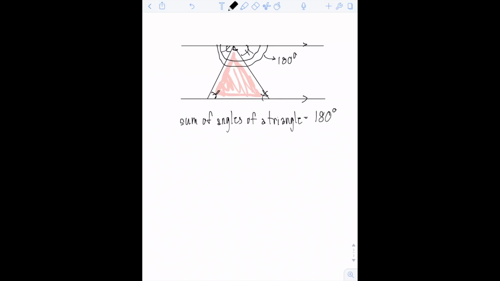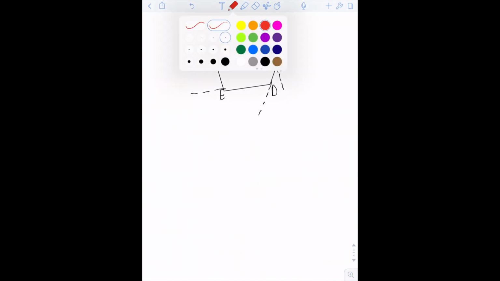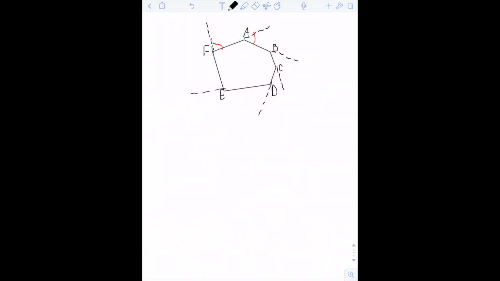is also 180 degrees. Let's look at this polygon, which is a hexagon, so we can label its points as A, B, C, D, E, and F, and extend the sides past the points in the same rotational direction. And we'll label these angles on the outside, oh, I missed one, with red. And these are called the exterior angles. And these on the inside are interior angles of the polygon.